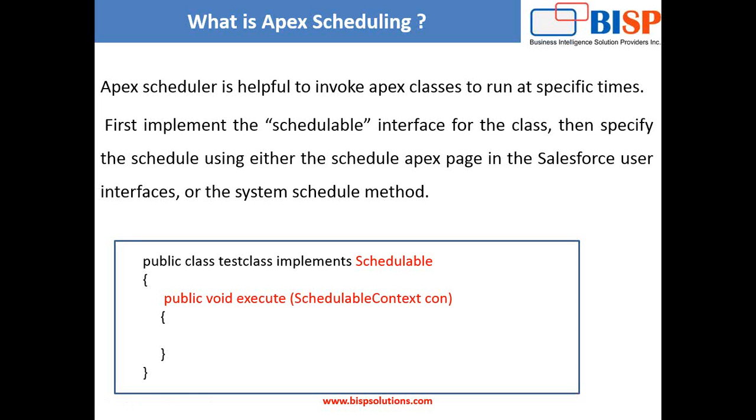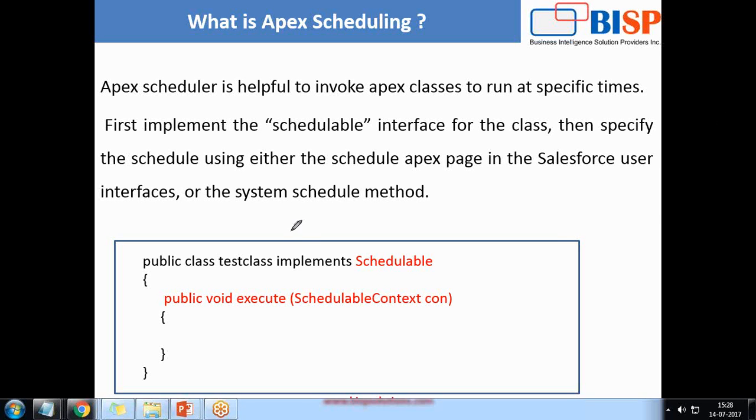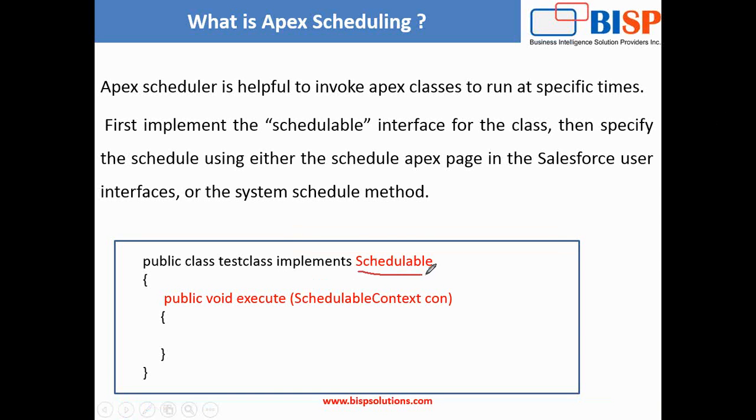So basically we can create an Apex class with certain code, and we can schedule that Apex class to be executed automatically after a specific interval. We can schedule it to execute on a daily basis or on a monthly basis. The very first thing while scheduling an Apex class is that we need to implement the Schedulable interface. Now this Schedulable interface contains one execute method.